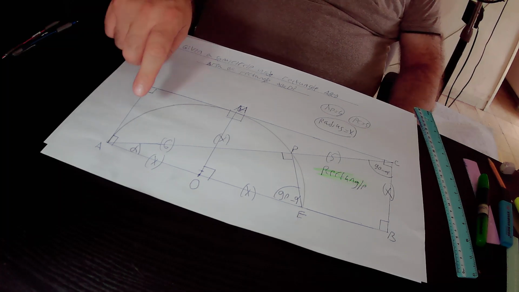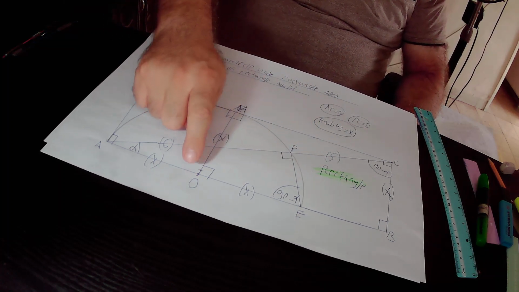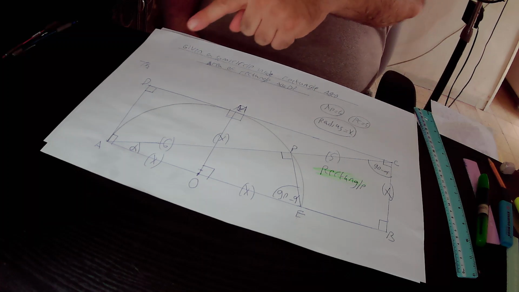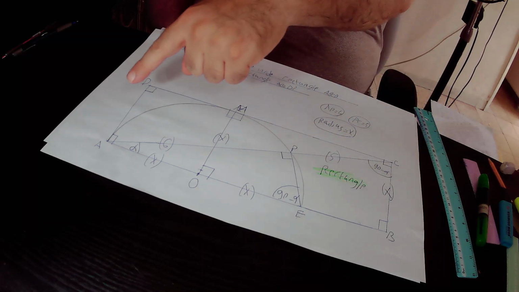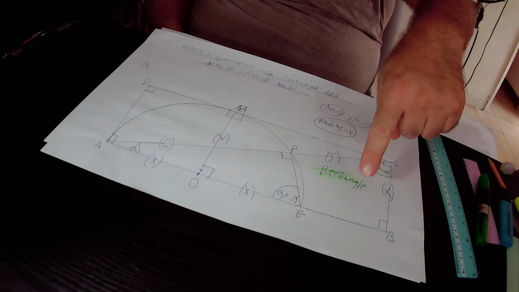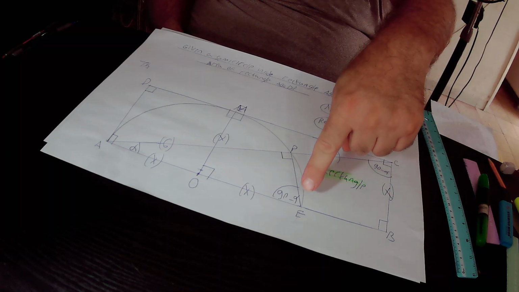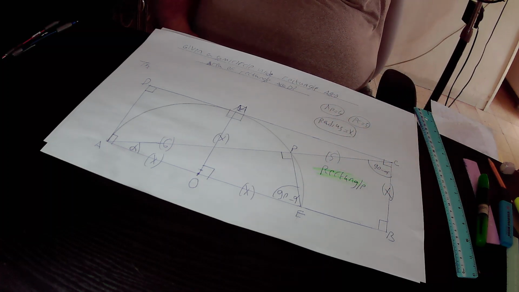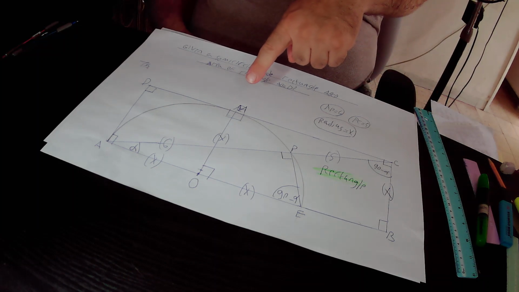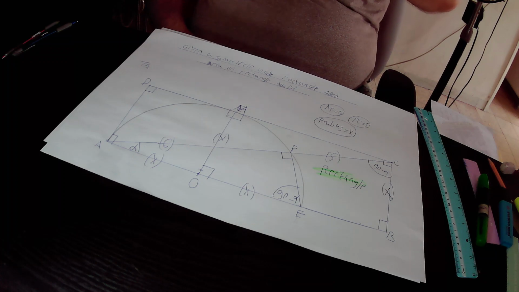We define the center of this semicircle. This point is point O. We define the touching point of this semicircle with side AB of rectangle ABCD. This point is point E. And finally, we define the point of tangency of tangent DC with this semicircle. This point is point M. We define the radius of this semicircle as x.